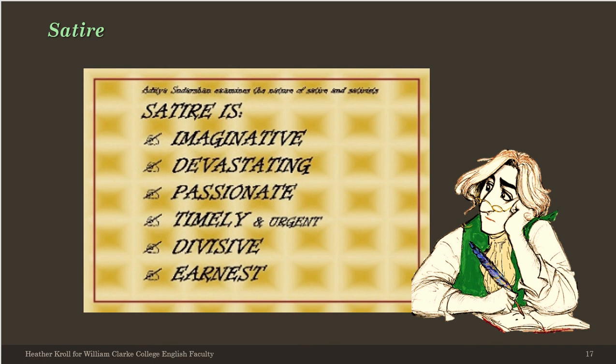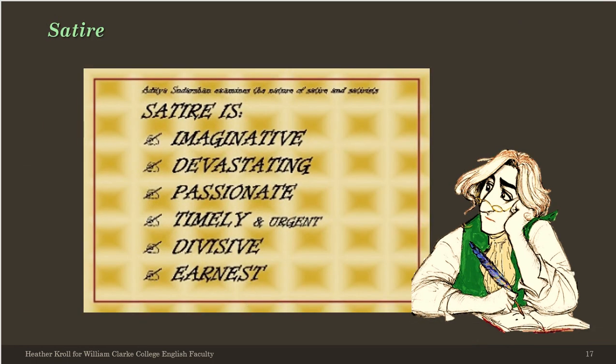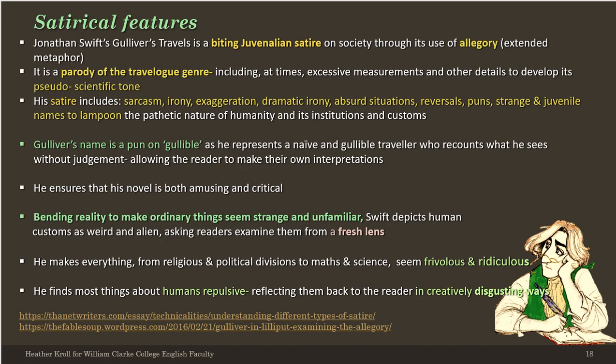So satire is often divisive, but it's always earnest. It comes from a place of eliciting change. So if we go back to our previous definition of satire, we see its correction of human follies and vices. So that's the earnestness. Okay, we're nearly finished now.